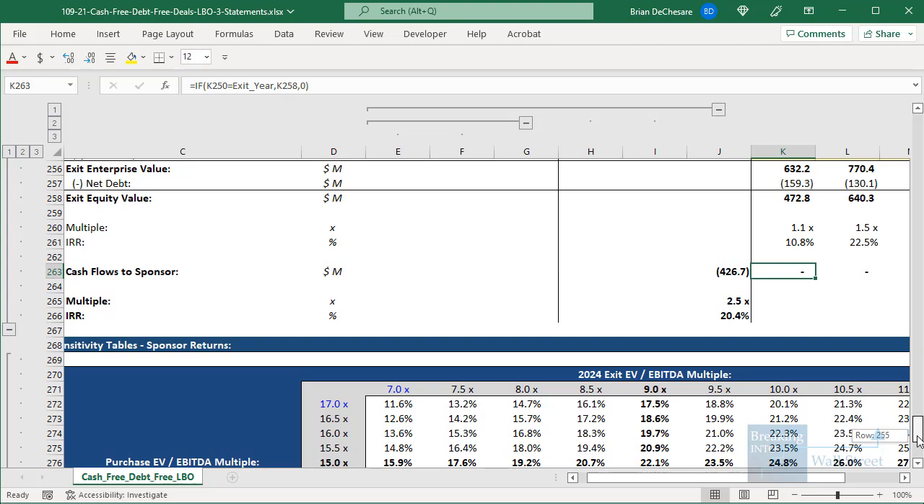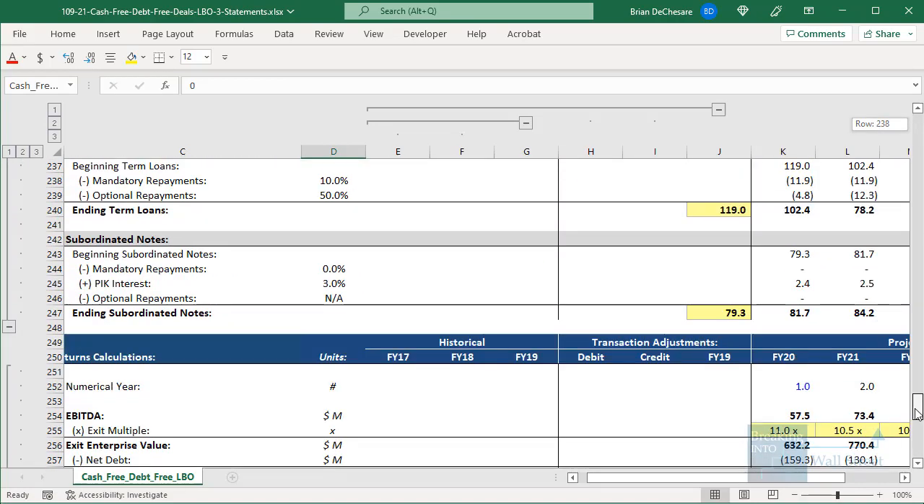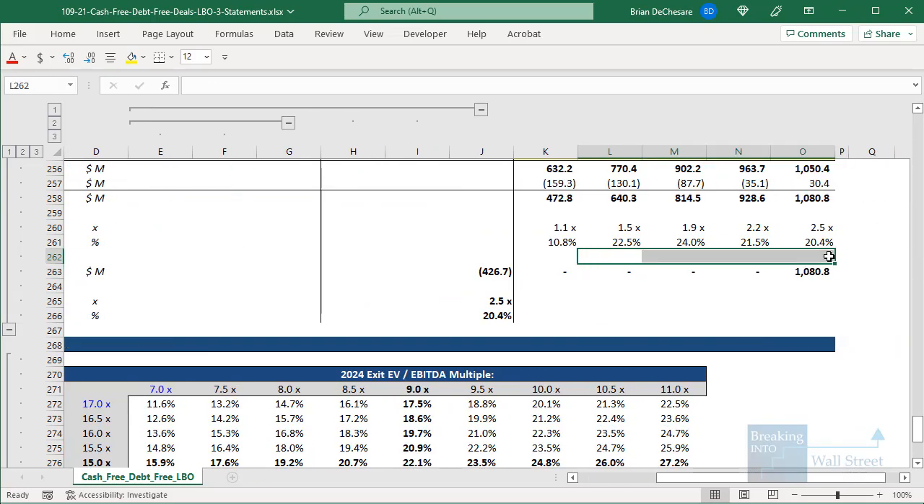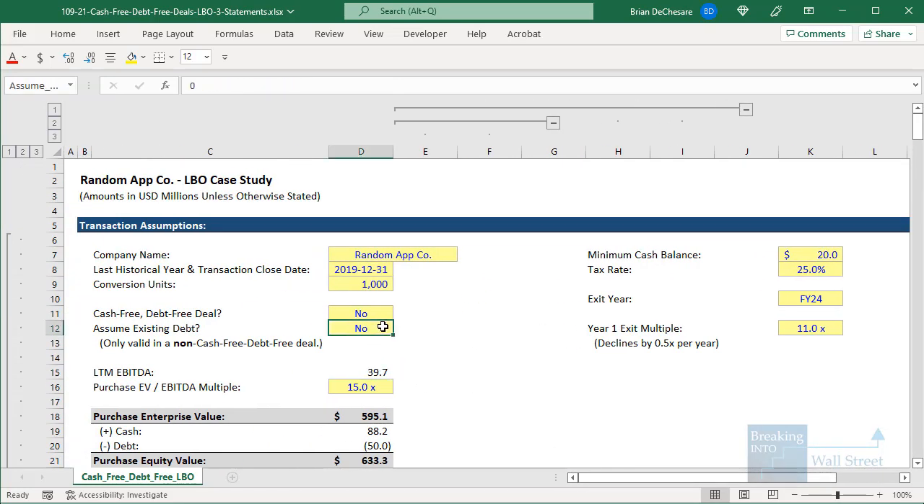Does the IRR change at all? Does anything about this change? The short answer is, if we go up and change this, no, not really. It's still a 20.4% IRR. The cash flows are all still the same. Really, the one thing that might make a difference here is if we assume the existing debt.